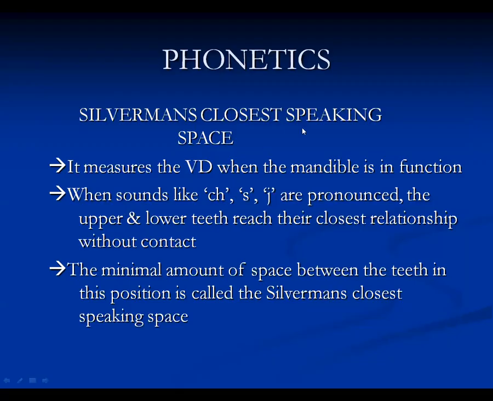The phonetics, Silverman's closest speaking space. This is a short note: Silverman's closest speaking space. It is the measurement of vertical dimension when the mandible is in function. When the sounds like CH, S, J are pronounced, what happens? The upper and lower teeth reach their closest relationship without contact. When you pronounce S, upper and lower teeth come close to each other, but they do not touch each other. The minimum amount of space between the teeth in this position is called Silverman's closest speaking space.